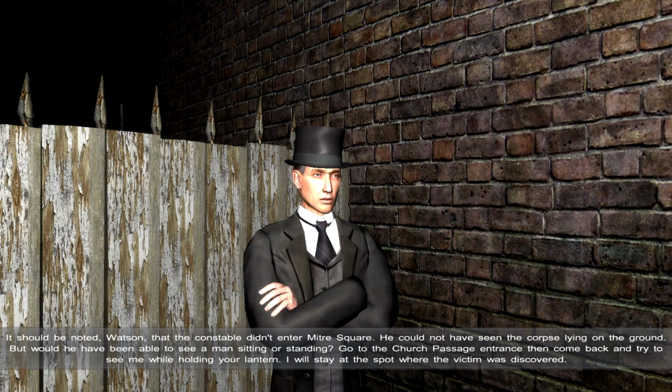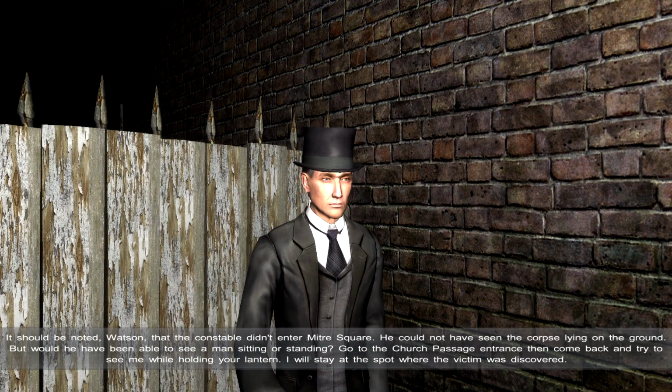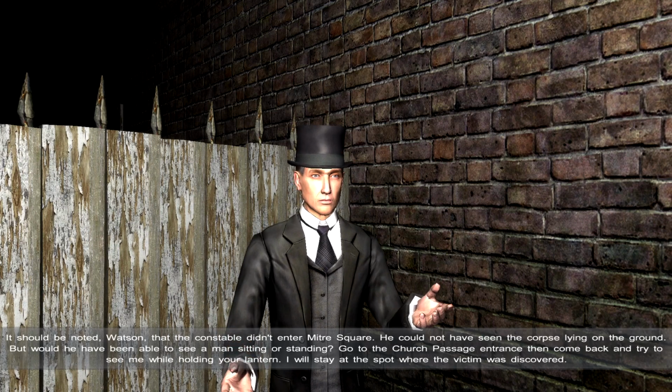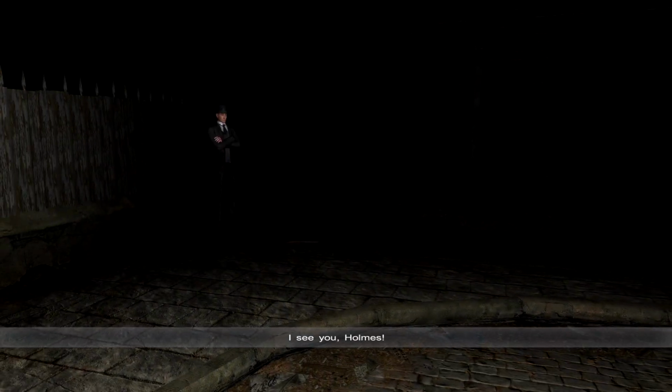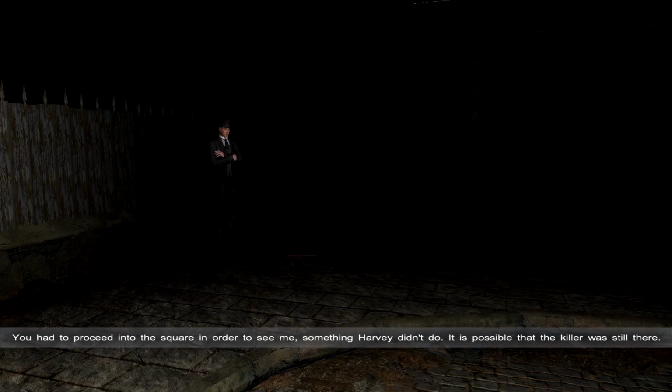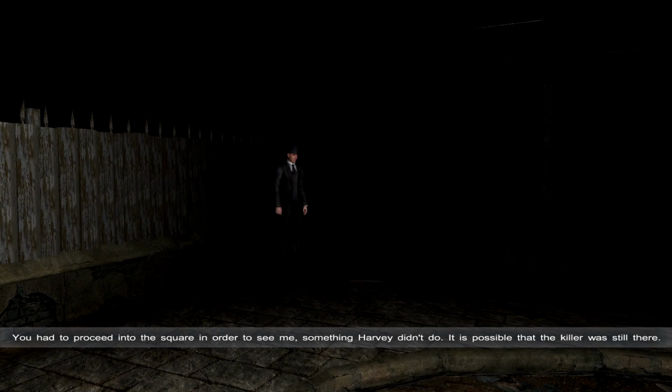Go to the church passage entrance, then come back and try to see me while holding your lantern. I will stay at the spot where the victim was discovered. Again, seems pointless. You just walk towards Holmes. Yeah. I see you, Holmes. You had to proceed into the square in order to see me, something Harvey didn't do. It is possible that the killer was still there.